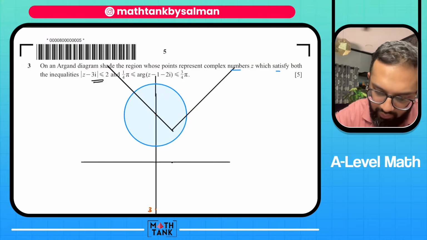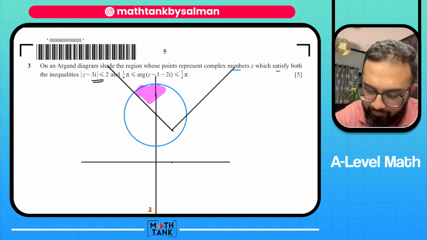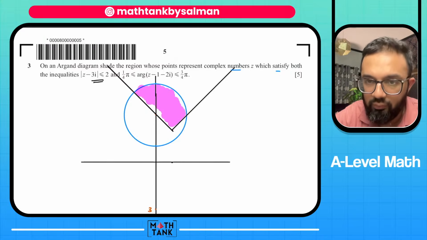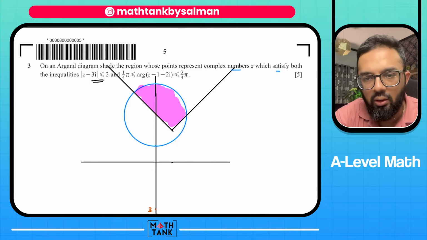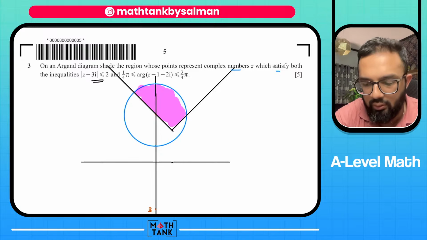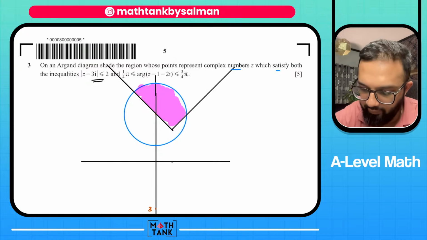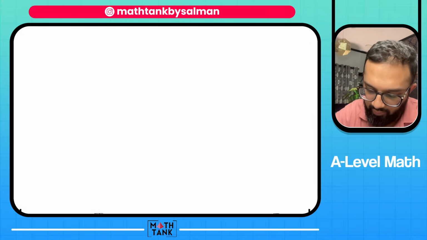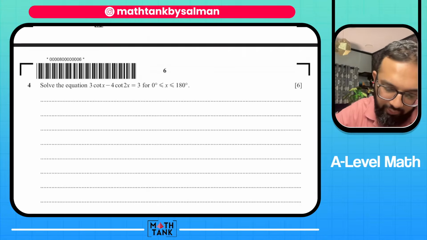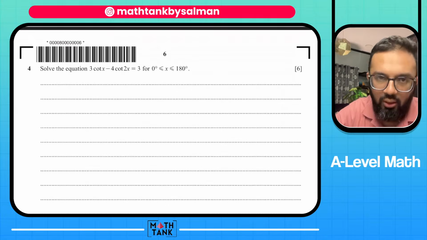So what region should I shade? I should shade, according to me, let's say this part. Okay, what I should shade is this region. Okay, let's see if that is the correct thing to do. Yeah, that looks approximately fine. So you shade that properly and you're done. Okay, that was an Argand diagram. Let's look at trigonometry now.